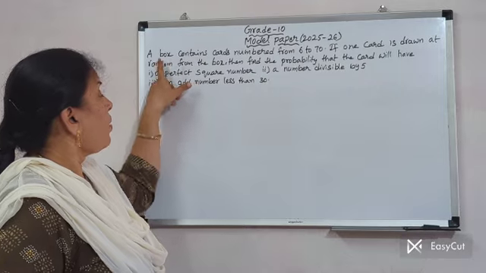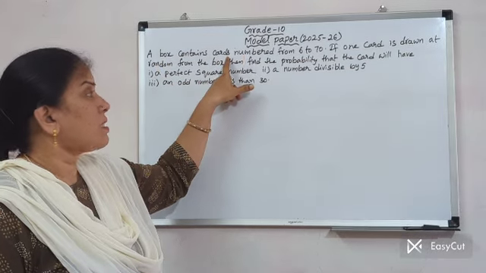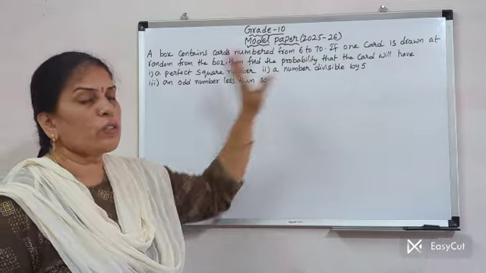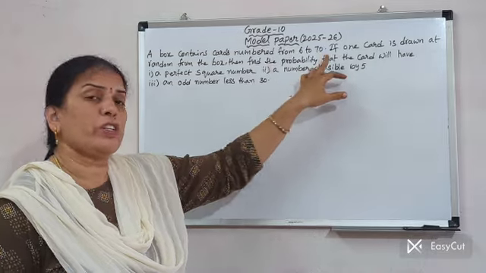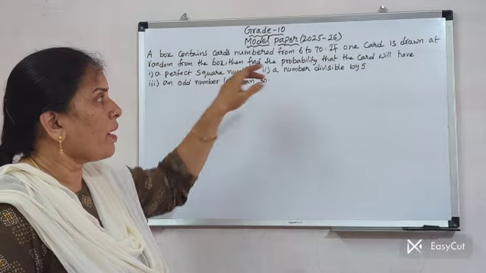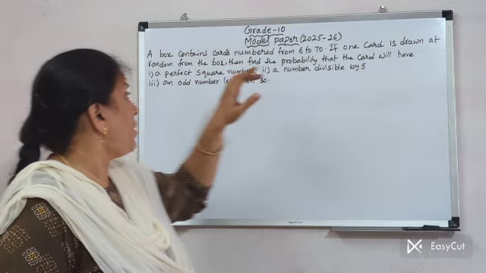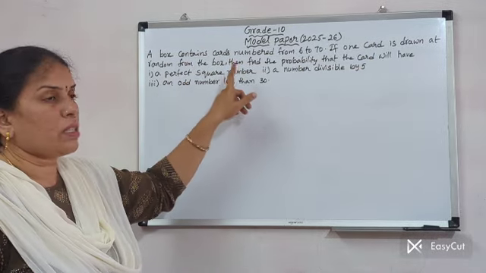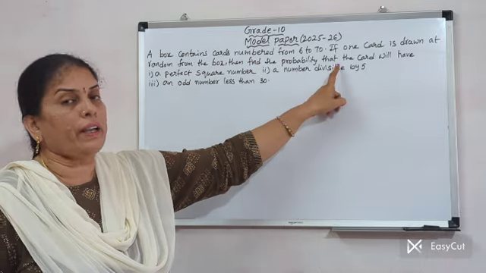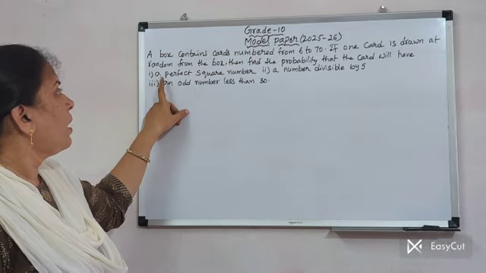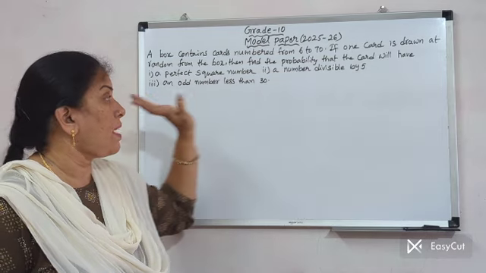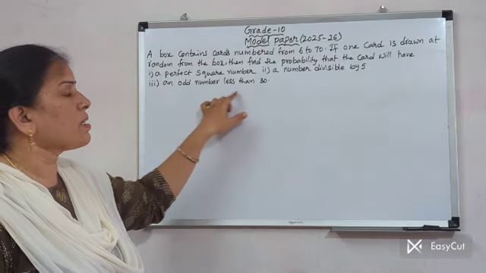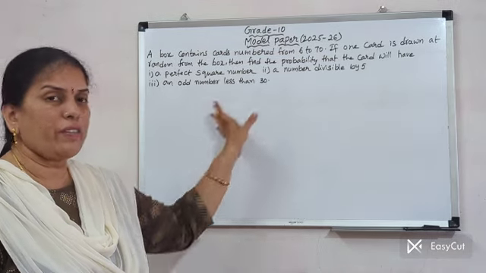Next question. A box contains cards numbered from 6 to 70. They have given the question, a box is having 6 to 70 number of cards. Okay. If one card is drawn at random from the box, then find the probability that the card will have a perfect square number, a number divisible by 7 and an odd number less than 30.